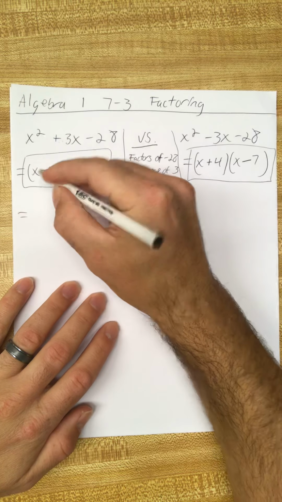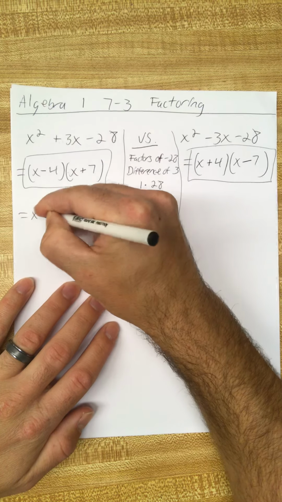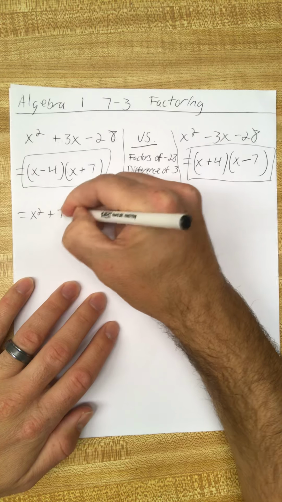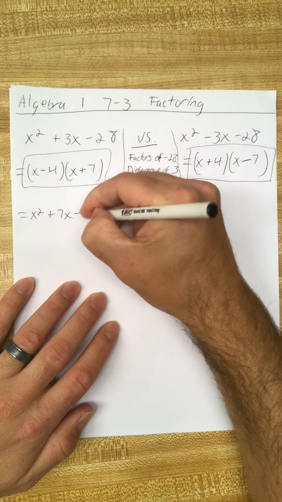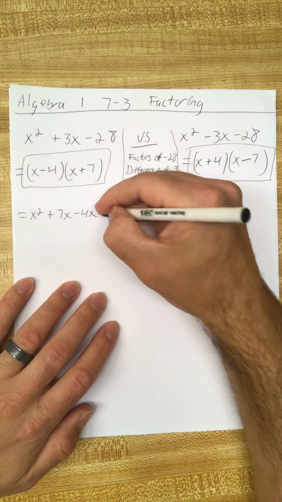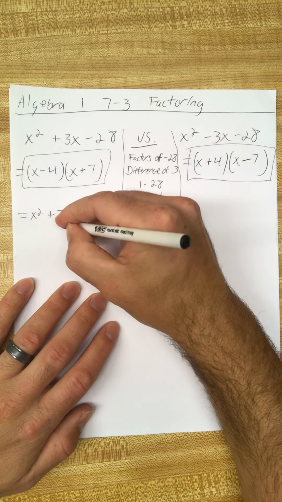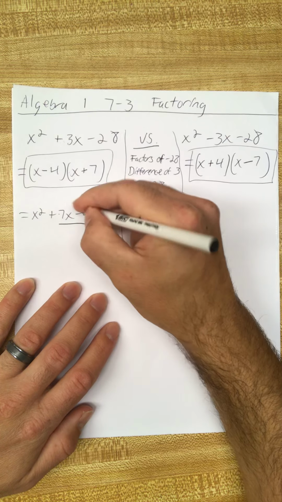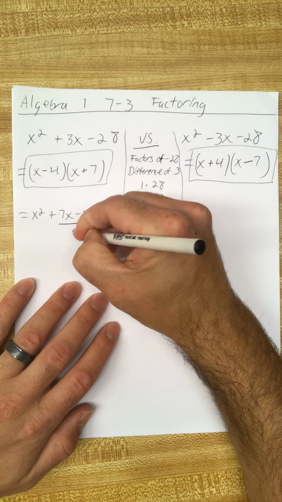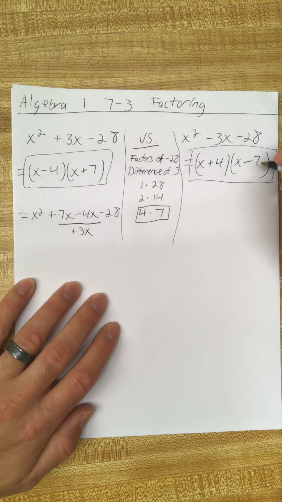But again, when I multiply this out, x times x is x squared, x times positive 7 is 7x, negative 4 times x is minus 4x, negative 4 times positive 7 is negative 28. When you combine your like terms, positive 7 minus 4 is positive 3. 7 minus 4 is 3.